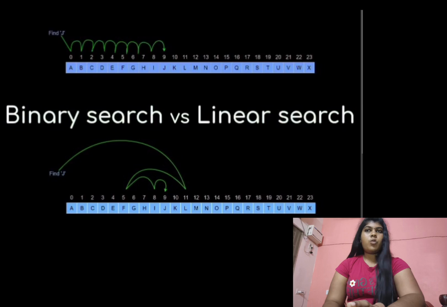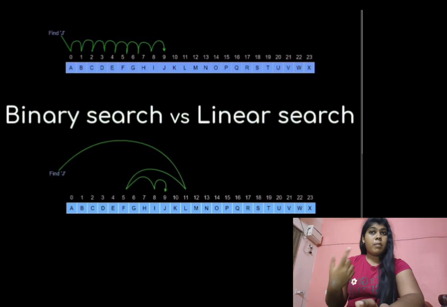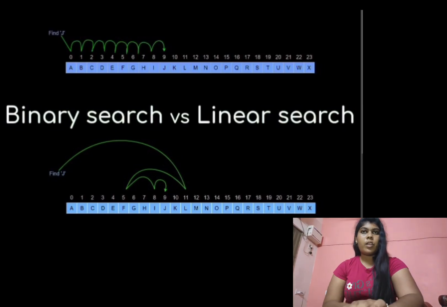Linear search starts from the leftmost element of the array and compares k with each element of the array one by one. If k matches with an element in the array, then it returns the index. Else if k doesn't match with any element, then it returns -1.